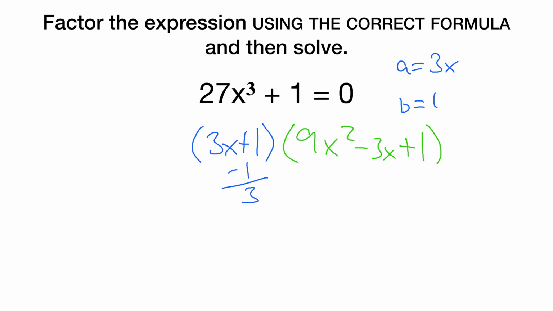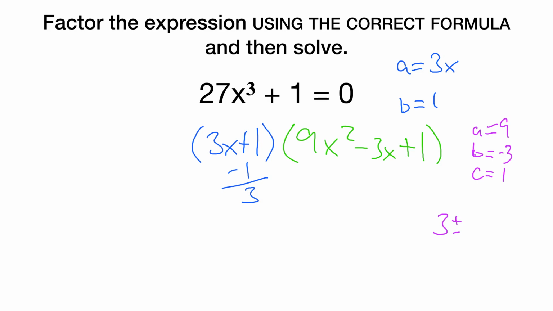Now, second part, let's find our values using the quadratic formula. a, b, and c. My a value is 9, my b value is negative 3, and my c is 1. So this becomes negative of negative 3 is 3, plus or minus. Now over to the, or actually let's write this over to the side.